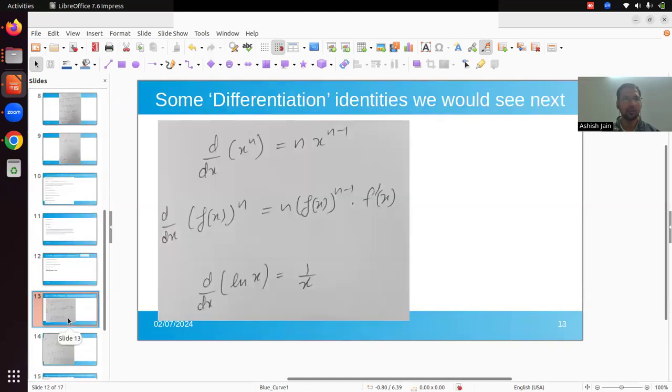What we have over here is we need to understand three identities. Derivative of x to the power n equals n into x raised to the power n minus 1. Derivative of f of x raised to the power n equals n f of x raised to the power n minus 1 times f dash x, where f dash x is the derivative of f of x. And derivative of ln x, the natural log, equals 1 by x.